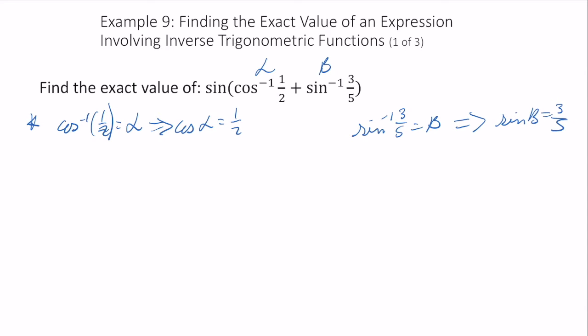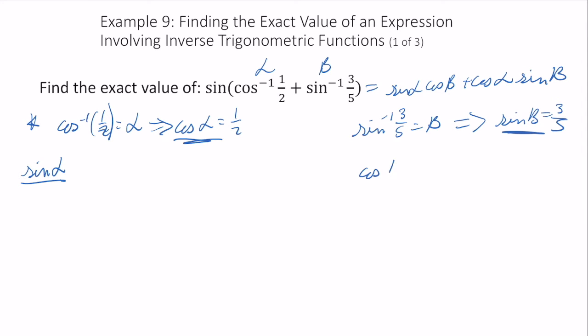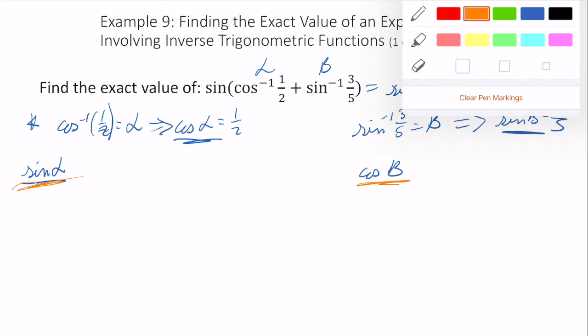So now if I write this as sine of alpha plus beta, that's going to give me sine of alpha cosine beta plus cosine alpha sine beta. Well, I know sine of beta and I know cosine of alpha, but I need to find sine of alpha and cosine of beta. And we're going to do that using what we know about circles. This is what we got to find.